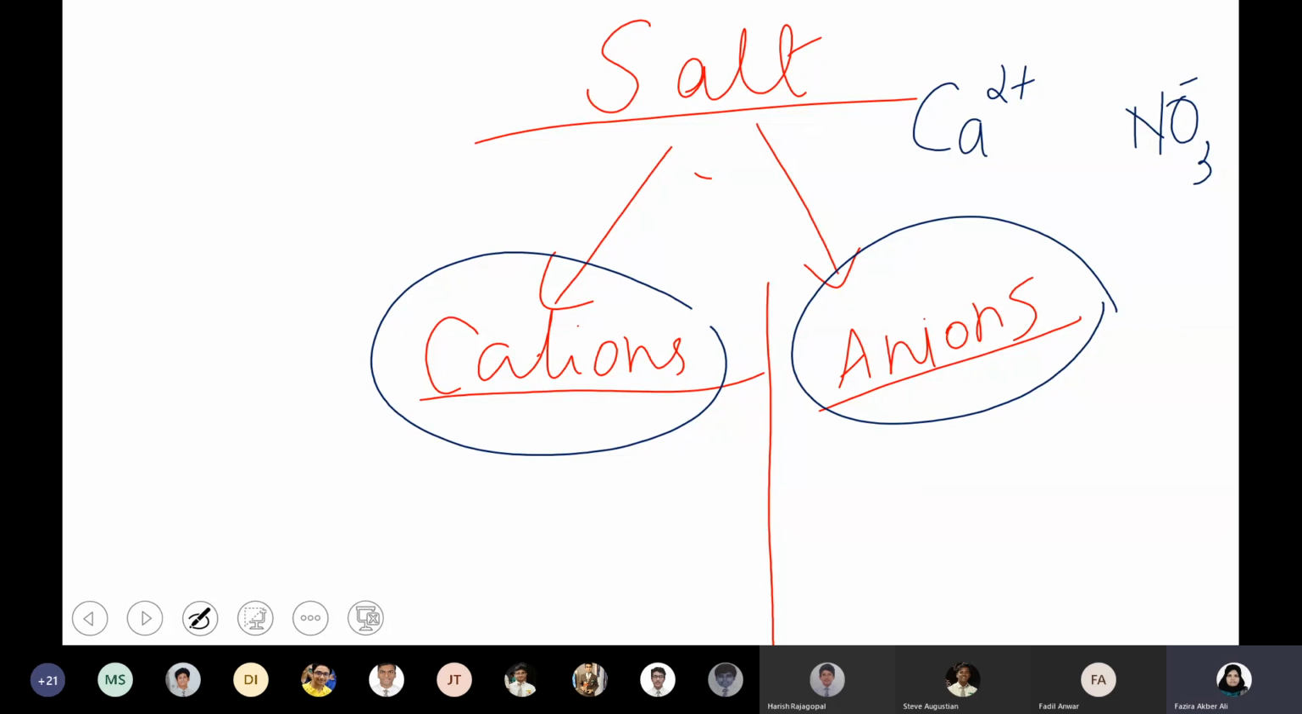So basically what you're doing in salt analysis, or you can say in inorganic salt analysis specifically, you will find out the ions present in the given sample. There will be one cation and one anion given to you, and you will find them and predict the identity of the sample. That is the only job you have to do in qualitative analysis during your practical session.